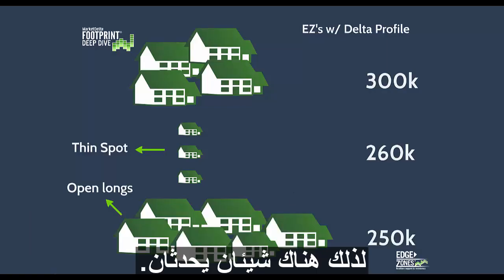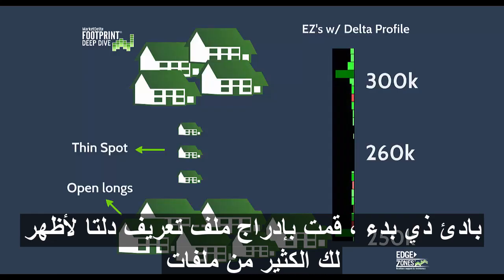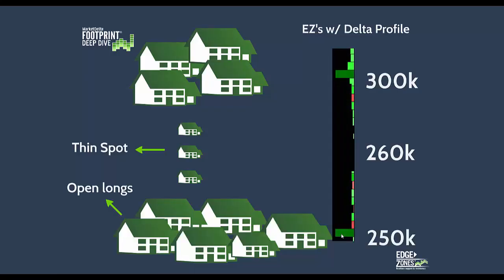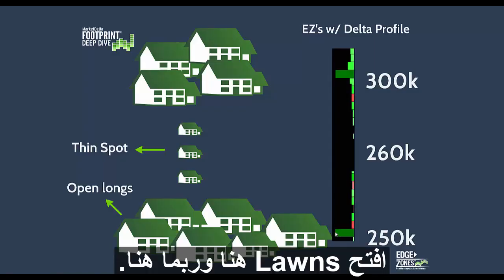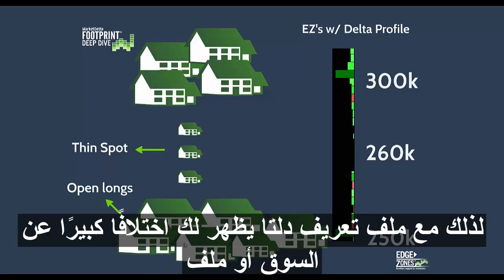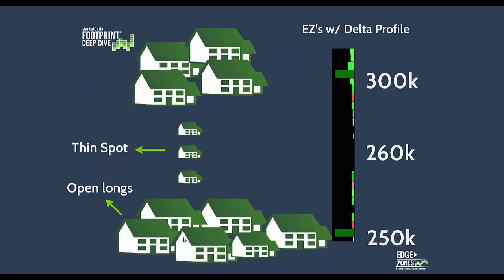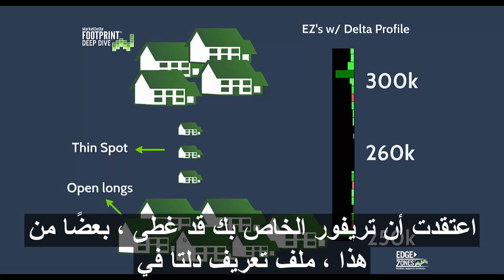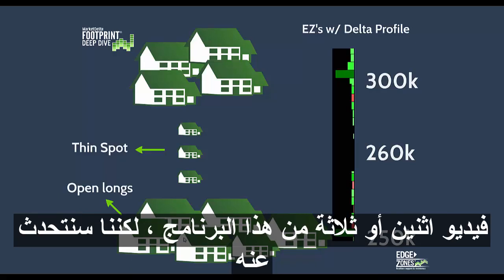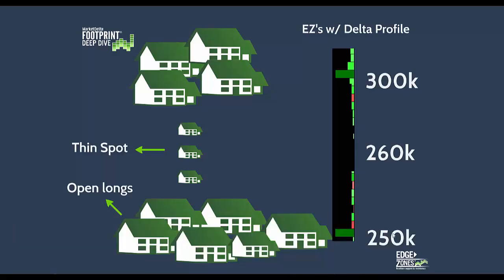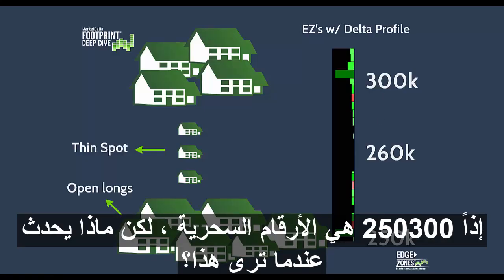So a couple things happen. First of all, I inserted the delta profile to show you a lot of open longs down in here and maybe up here. That's what the delta profile shows you. Much different than a market or a volume profile. I believe Trevor covered some of this delta profile in video 2 or 3 of this program, but we're going to talk about it more in the next. So 250 to 300 are the magic numbers.